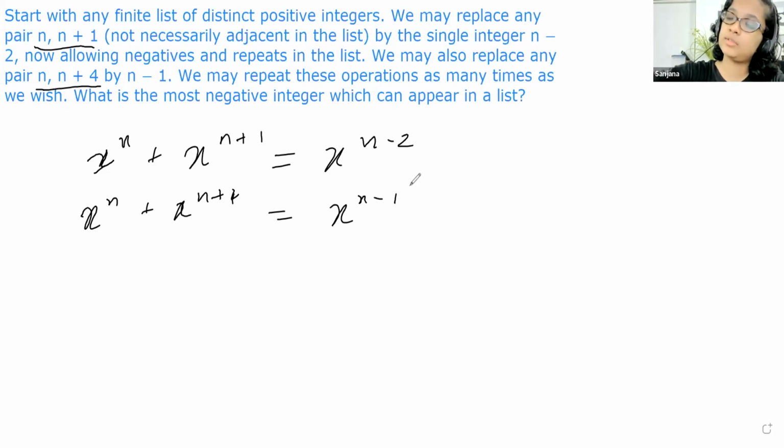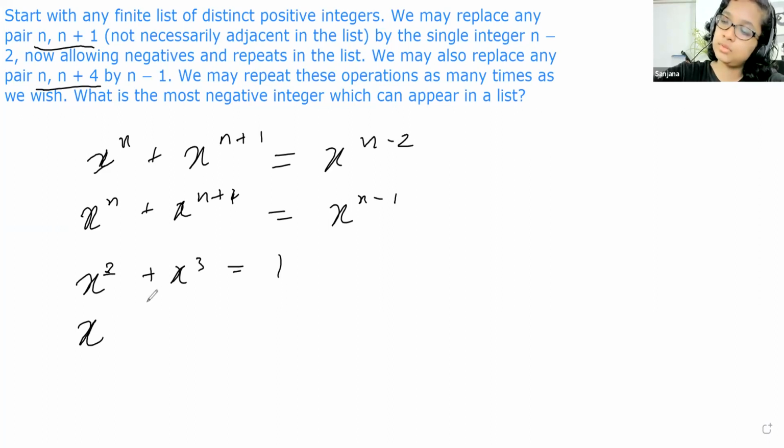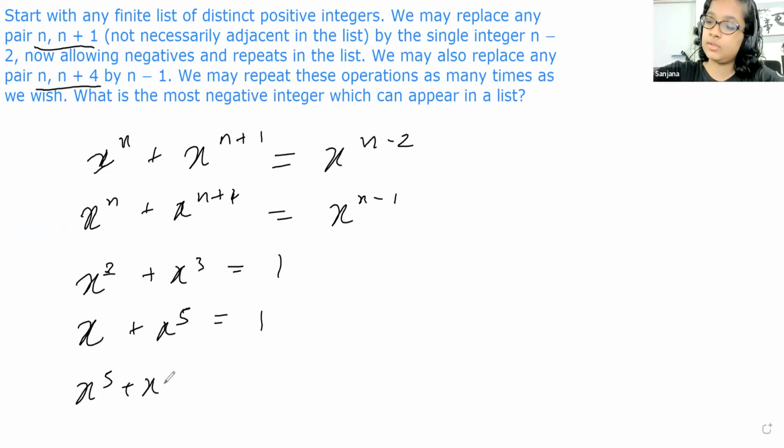Yeah, so what you do is you divide by x raised to n minus 2 in the first case. So you get x raised to 2 plus x raised to 3 is equal to 1. And in the second case, you get x plus x raised to 5 is equal to 1. So basically you have two polynomials and you want something that satisfies both of them.